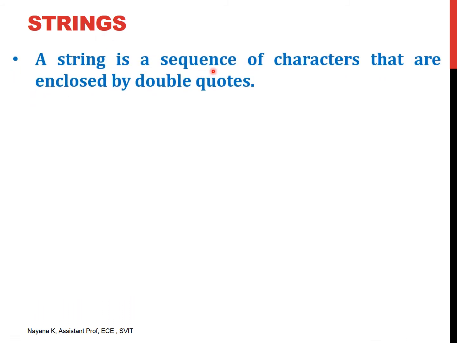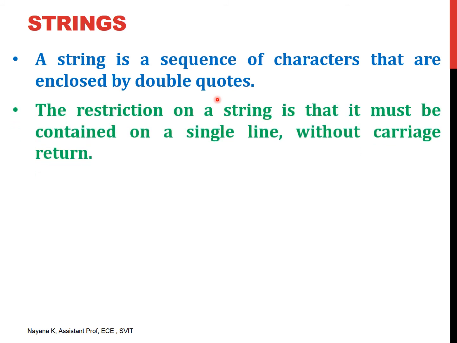Let us understand the next lexical convention, the strings. Strings are basically a sequence of characters, or a group of characters, enclosed within double quotes. Any group of characters, including special characters, within double quotes is considered to be a string. The only restriction on a string is that it must be on a single line. It cannot be on multiple lines. That is, a string cannot have a carriage return or a new line character. It should be on a single line.